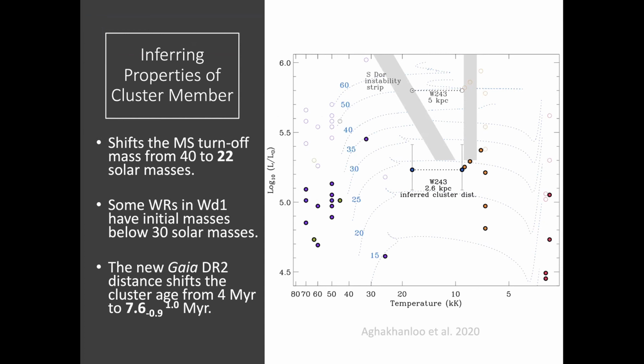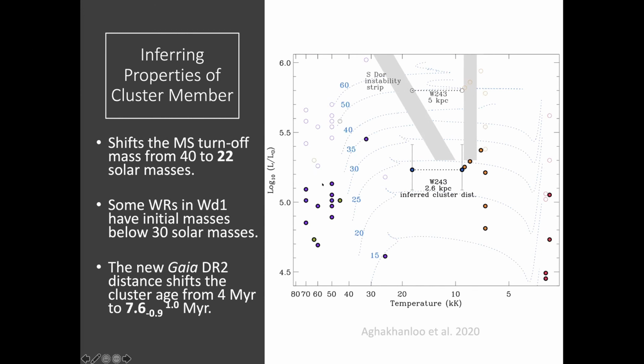Great. So if we use the new Gaia DR2 distance estimate to Westerlund 1, here you can see the cluster members in the HR diagram. The filled circles are based on their new Gaia DR2 distance estimates, and the empty ones are based on the most common previous distance estimate to Westerlund 1, which is around 5 kiloparsec. Clearly, the LBV W243 was in transition between these two stages using the previous distance estimate, but now is a lot less massive, less luminous, and is around the edge of the S Doradus instability strip.